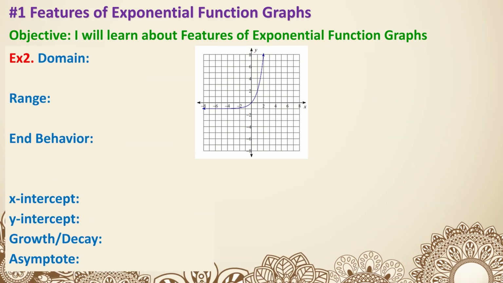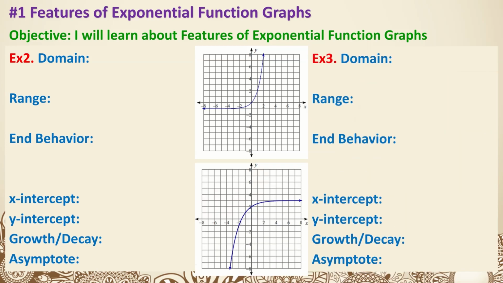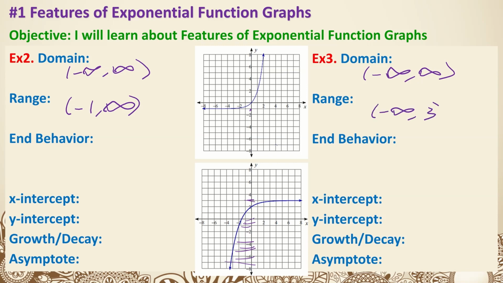Example 2 and 3, I'm going to ask you to pause here and try these by yourself. Now that you have tried them, let's have a look. Domain, -infinity, +infinity for both. As for range, nothing below until you hit right there at -1. So it's -1, comma infinity, both sides are parentheses. Range for the other one is, well, you have everything below until you hit right here at 3. So it's -infinity, comma 3, but both sides are parentheses.